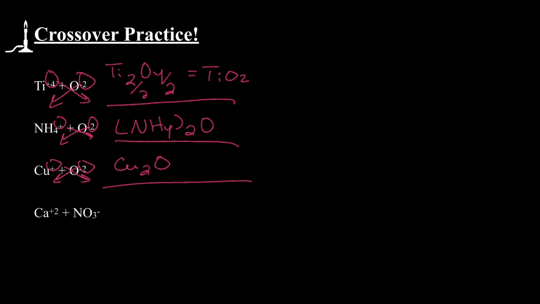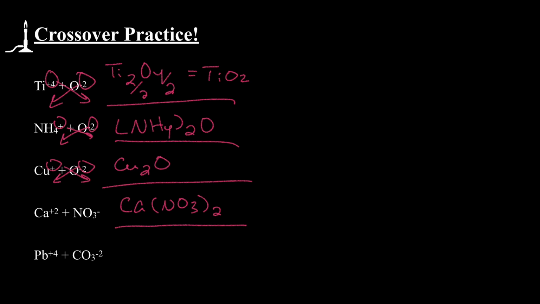Ca2+ NO3-. The positive 2 from the calcium is going to go on the other side of the polyatomic, so we're going to need parentheses to protect that polyatomic. And then the 1 from the polyatomic comes in between the Ca and the NO3, but we don't write ones, they're implied. So we would have Ca(NO3)2. Make sure you're writing those crossover charges as subscripts. Really important, by the way.